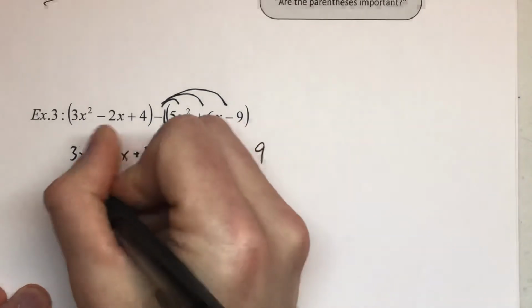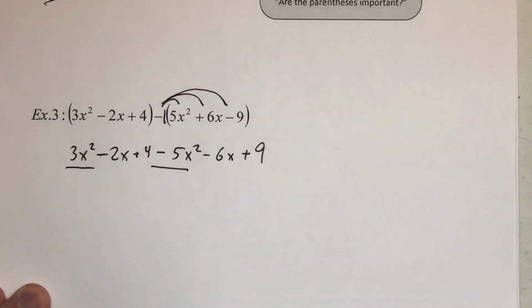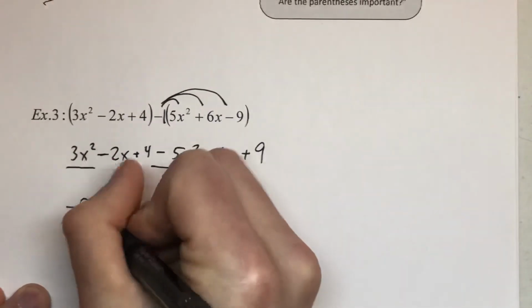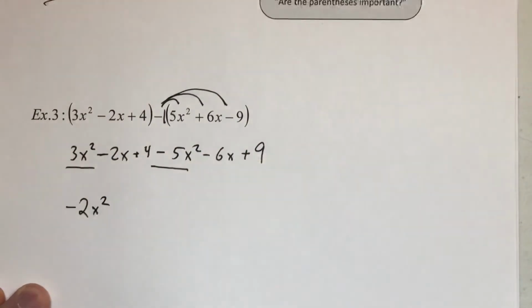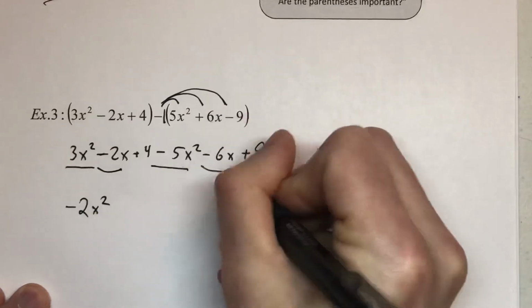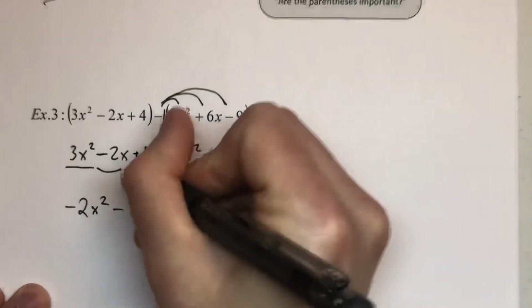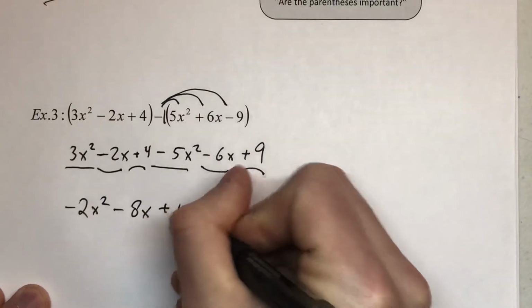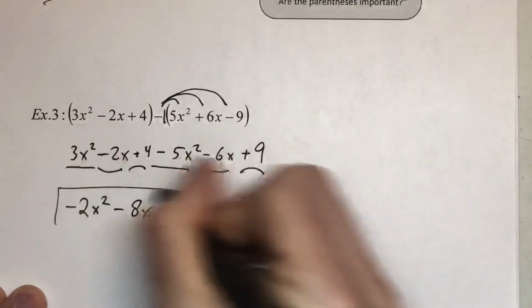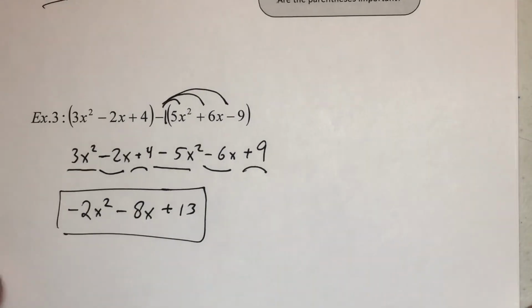But from there, just combining like terms, 3x squared minus 5x squared, 3 minus 5 is a negative 2, so negative 2x squared. Negative 2x minus 6x would give us a negative 8x, and 4 and 9 give us a 13. All like terms combined, final answer.